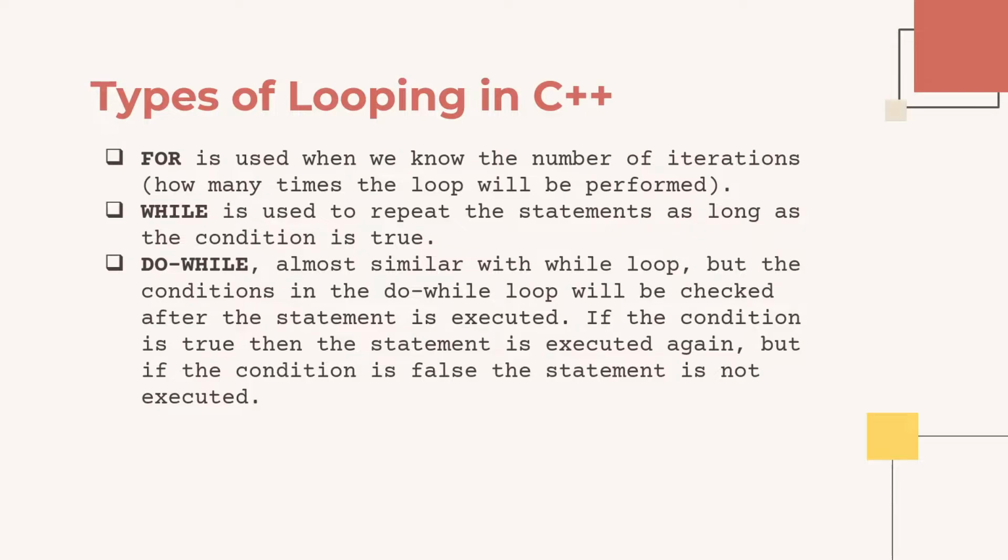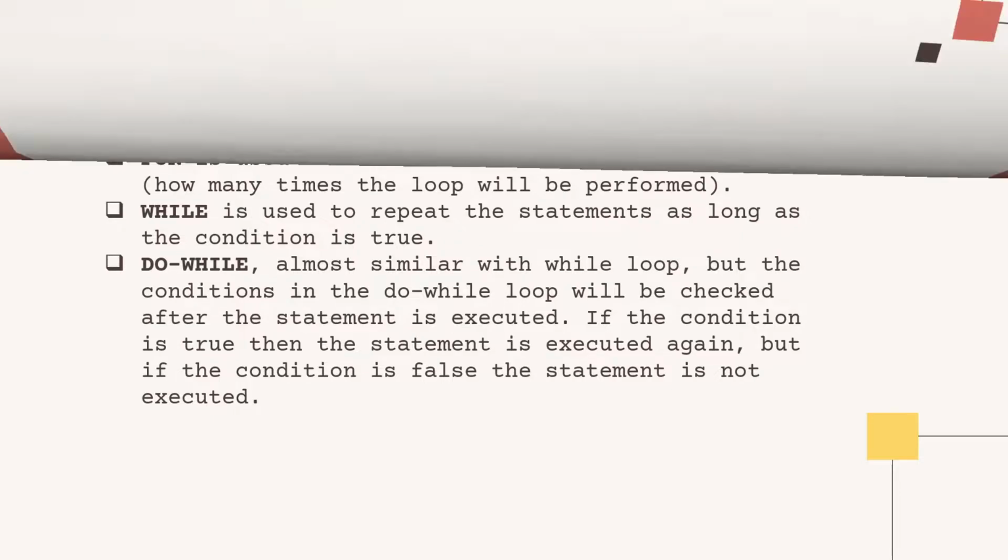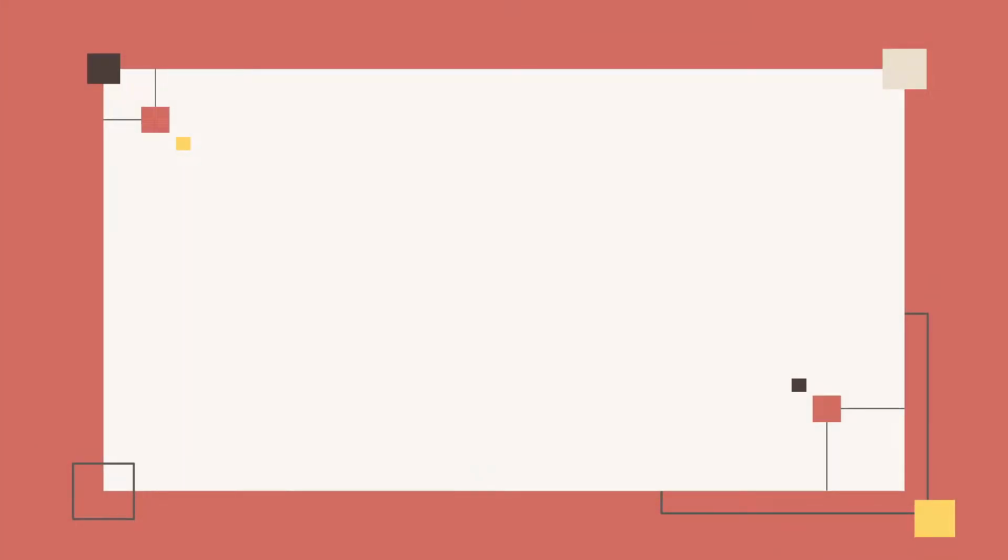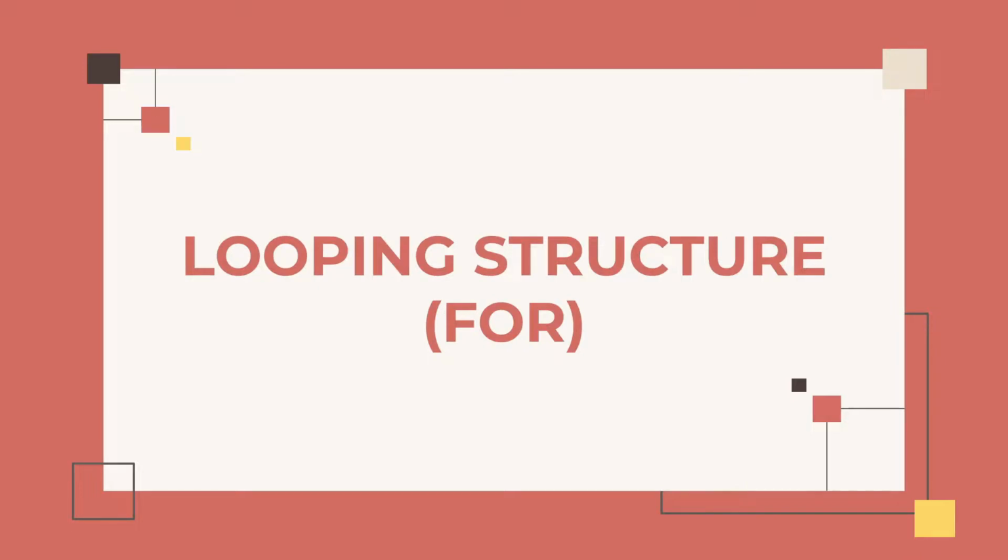Do while is almost similar to the while loop, but the condition in the do while loop will be checked after the statement is executed. If the condition is true, then the statement is executed again, but if the condition is false, the statement is not executed. First, we will discuss the looping structure for.